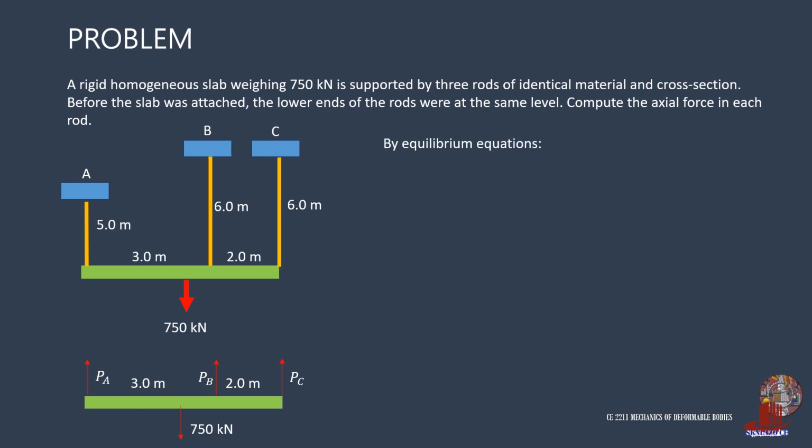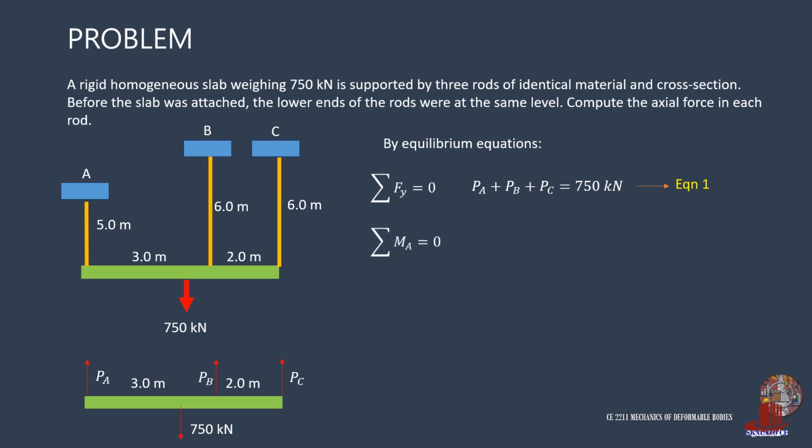Using equilibrium equations, with the summation of vertical forces, we get P of A plus the load of B and the load of C equals 750 kilonewtons. Label this as equation 1.